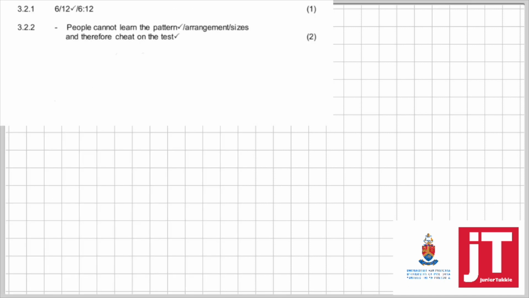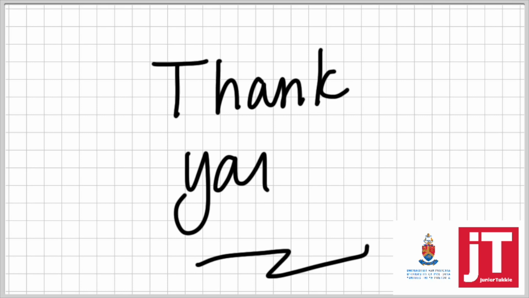Right, let's see what the memo says. Yes, we said 6/12, and that people cannot learn the pattern arrangements and so they cannot cheat. So that was also a nice question. This is a very short question because, as I said, I removed all the human impact questions, as that's not relevant in grade 12 anymore.